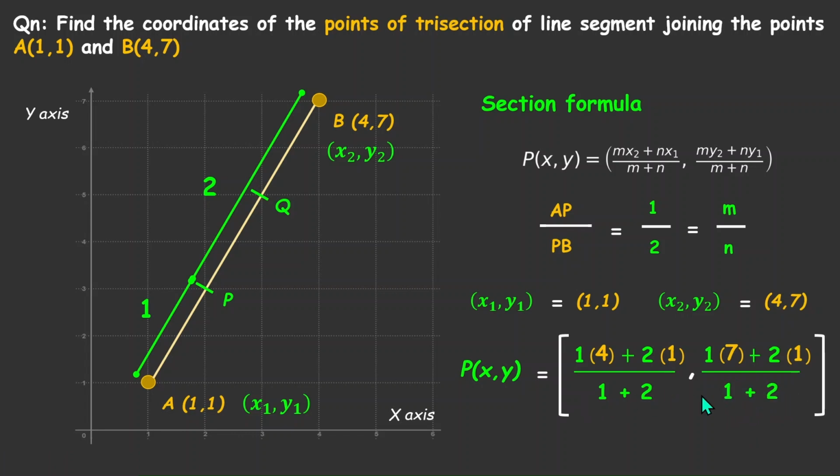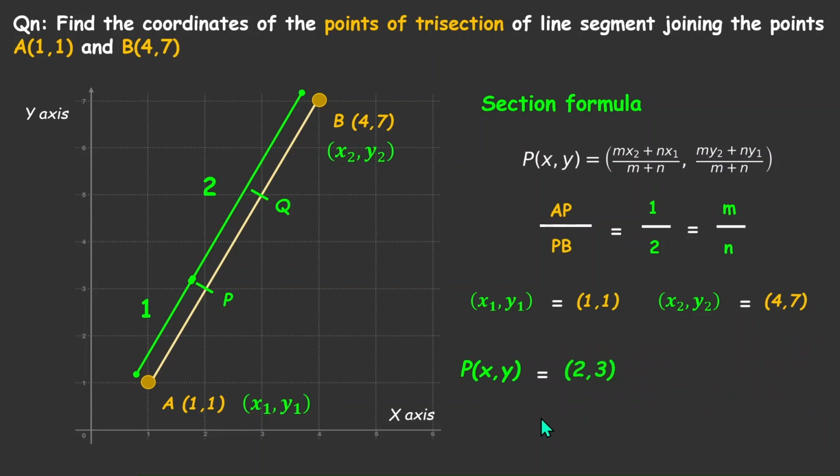So now we need to do the calculation. 1 into 4 plus 2 becomes 6, and 1 plus 2 is 3. So this becomes 6 over 3. 7 plus 2 becomes 9, and 1 plus 2 is 3. So now 6 divided by 3 is 2, and 9 divided by 3 is 3. So from this calculation, we get the point P as (2, 3). And that's really all about it.